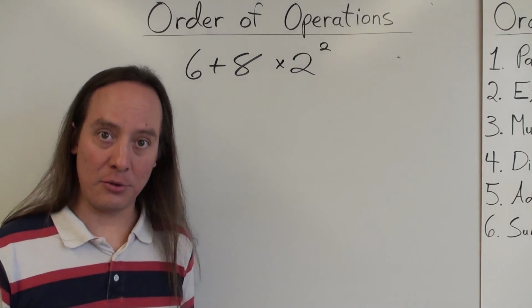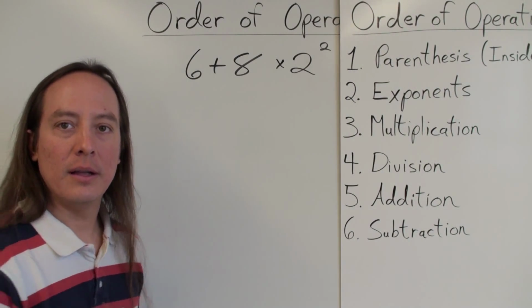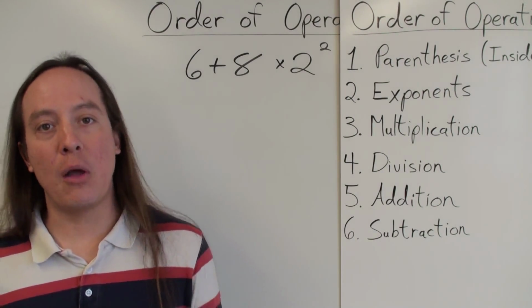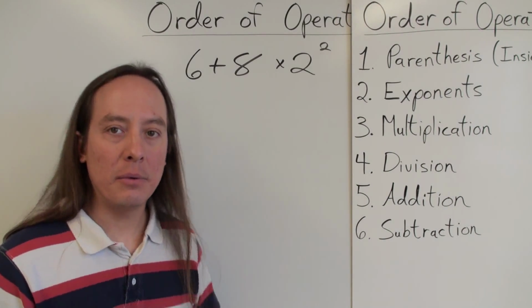6 plus 8 times 2 squared. Now, can I get that in the same shot? Yeah, cool. All right, so what's the first step? Parentheses. Do I have parentheses here? No, I don't. So we just get to the next one.